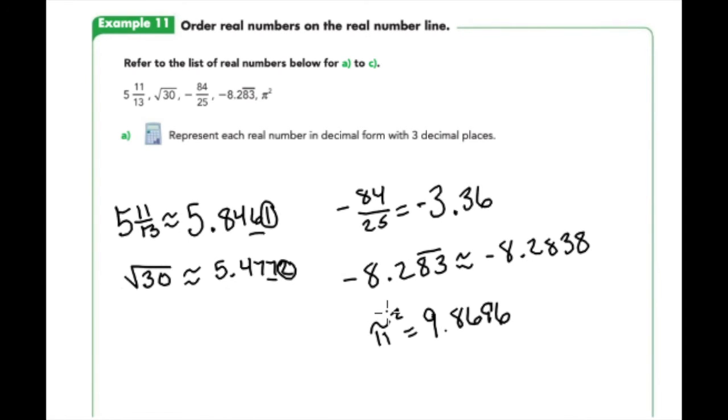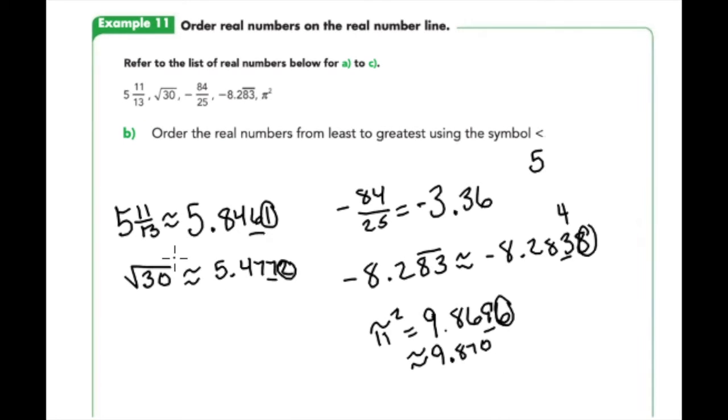For the negative 8 and 283 thousandths with the 83 repeating, we underline the 3, and that 8 is actually going to bump that up to a 4 there. And then we had pi squared, and that 9 is going to get bumped up a unit to 10. So this actually is going to be approximately 9.870 that would round up to.